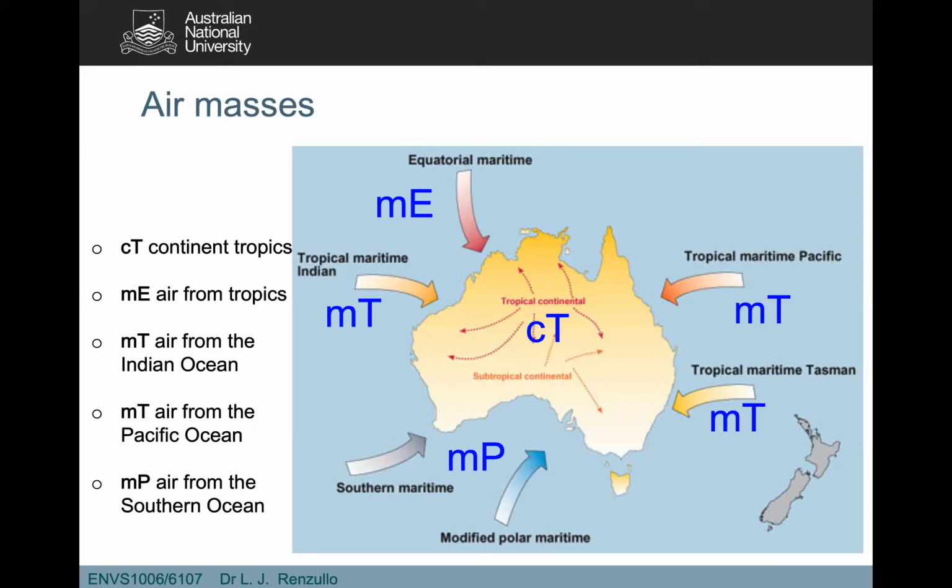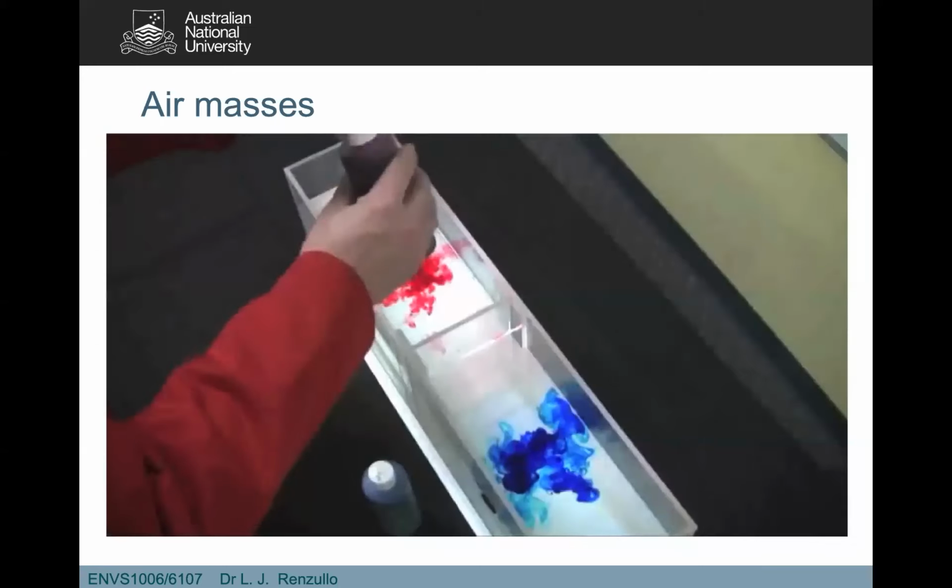From the northeast, we get contributions from the tropics. We get maritime equatorial air mass. From the Indian Ocean, we have the maritime tropical air mass. From the polar region, we have the maritime polar air mass from the Pacific and Southern Oceans. And then on the eastern side of Australia, we have the maritime influences of the tropical air mass from the Pacific and the tropical air mass from the Tasman Sea. So when these air masses encounter the continental air mass, that forms the weather we experience.